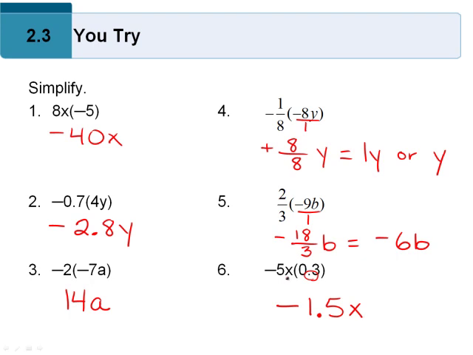So you've got to be careful because you could have the number right and forget the x, and it's going to mark you totally wrong on your homework and quizzes. So be careful. So basically you multiply the numbers and attach the variable at the end. And that should be it for section 2.3.